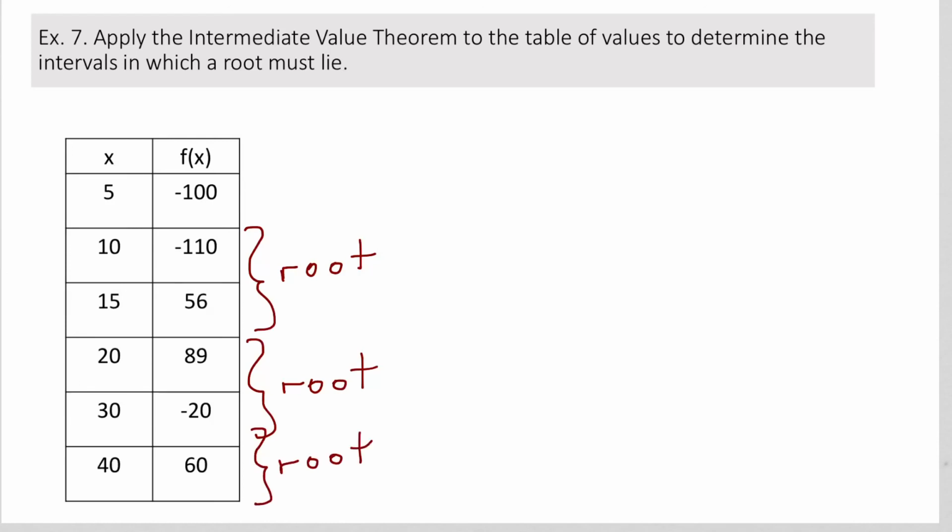All right, so the intervals in which a root must lie are 10 to 15, 20 to 30, and 30 to 40.